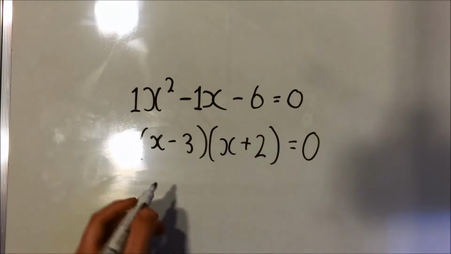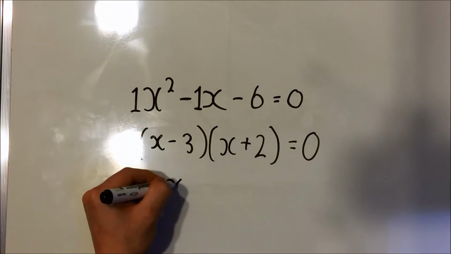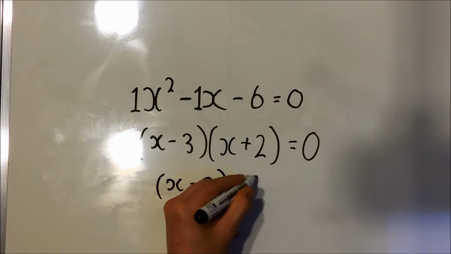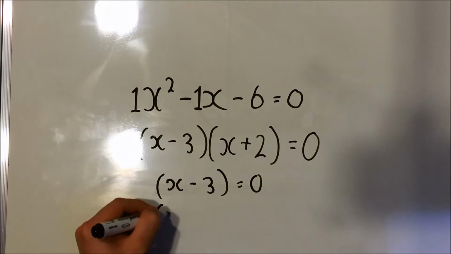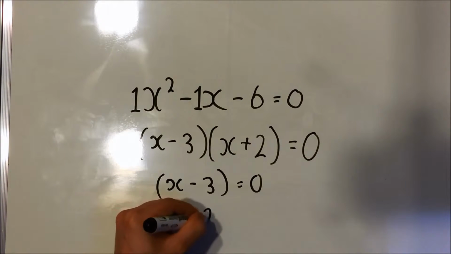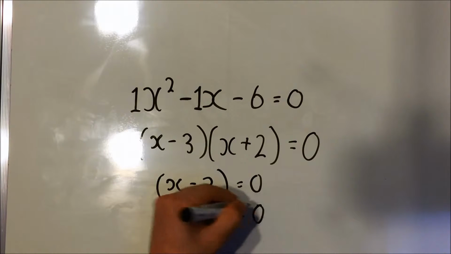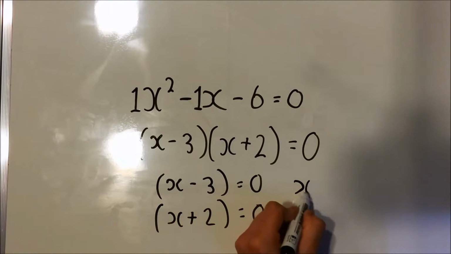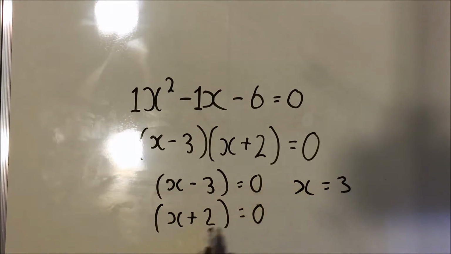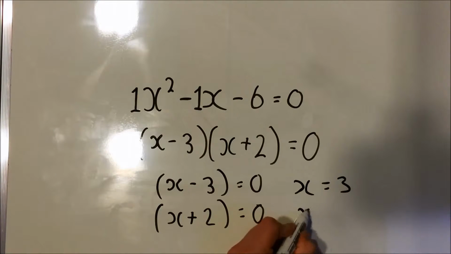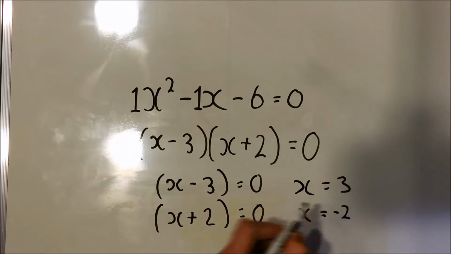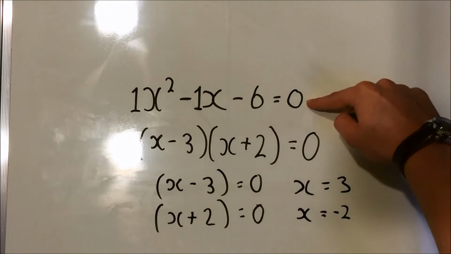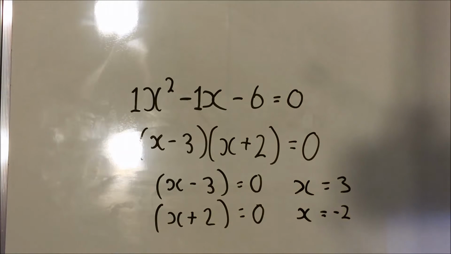Now to get the final answer, you have x minus 3 is equal to 0, and you have x plus 2 is equal to 0. Rearrange, take the 3 over there, you get x equals 3. Take the 2 over there, you have x equals minus 2. Now to check your answers, if you put either of those x values back into there, you should get the answer of 0.